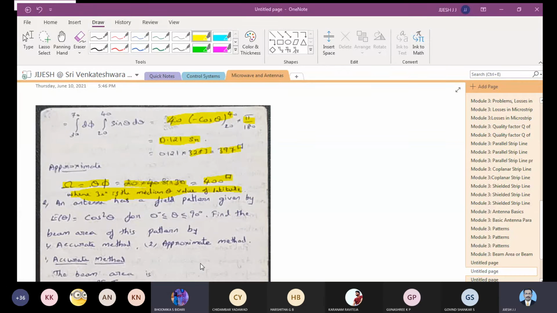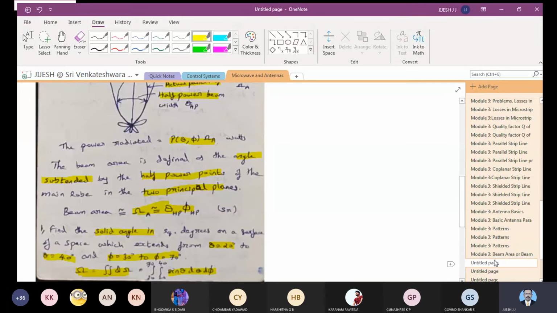Sir, can you explain the approximate method again, sir? I will do it once again. All of you got the exact value 397? Yes, sir. Okay, fine. I'll explain the approximate once again. Go back to the equation for the approximate in the topic. You know that the approximate equation for beam area is omega A equals theta half power and phi half power. So this is the equation for the approximate value.